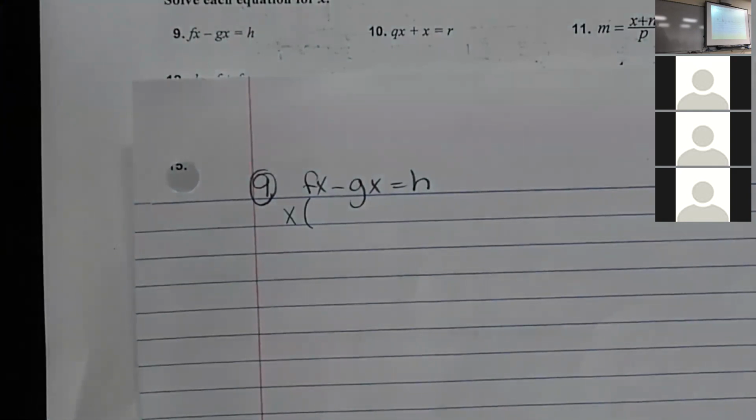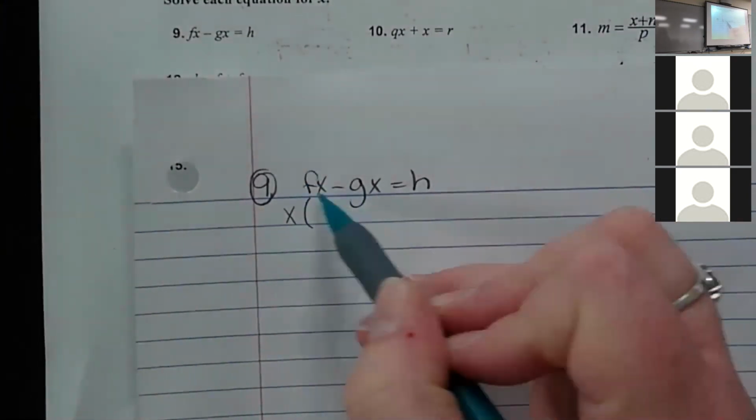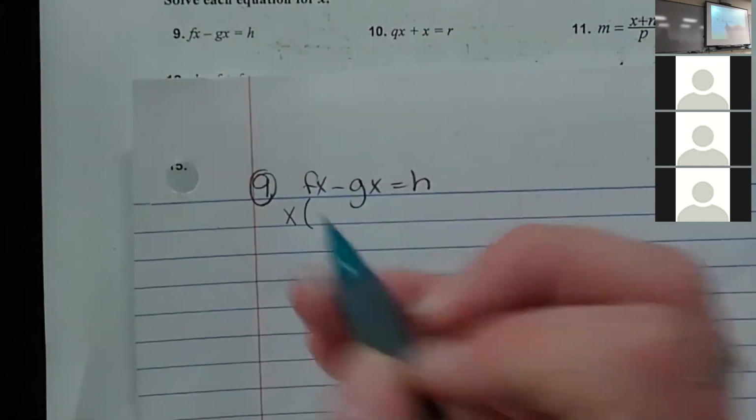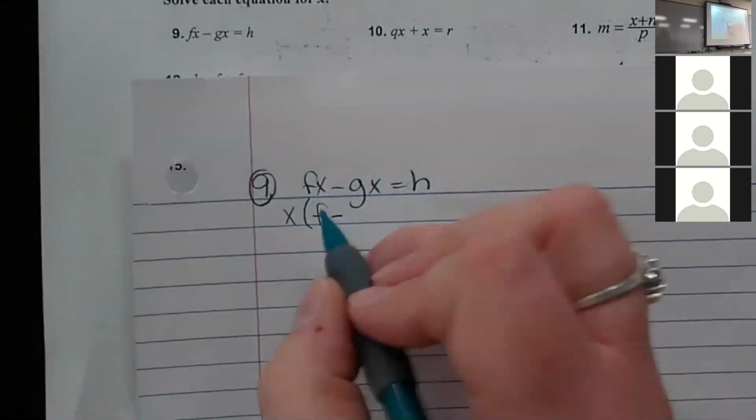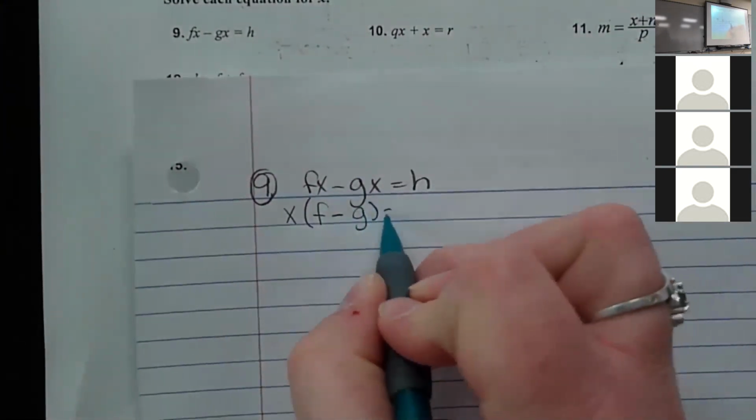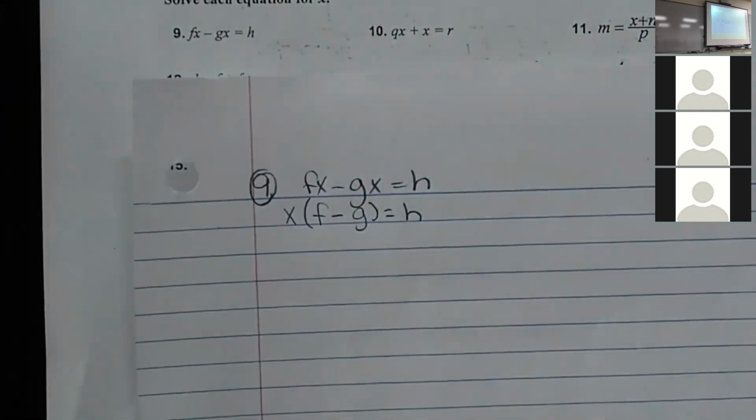If I took an x out of f x, what's left? F. If I took an x out of g x, what's left? G. And that equals h still. So I undistributed, which is the best way to explain it. Jake, make sure you're writing these down, please. Thank you.